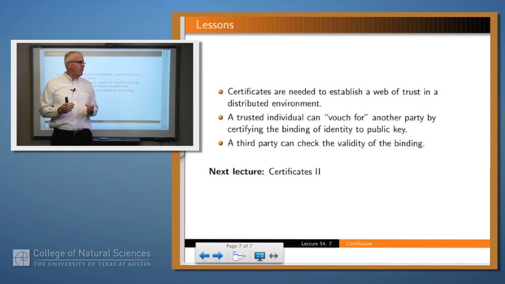Okay, so what have we said? Well, we need these certificates because we would like to develop this web of trust within a large distributed context, dealing with people that we don't know or don't have any particular reason to believe. Then a trusted individual can vouch for another party by certifying this binding between the identity and the public key that's presented. And this is presented and packaged up in the form of a certificate, as we've described. And then a third party can check the validity of this binding. And if everything went okay, then they're entitled to believe that this binding really is valid.